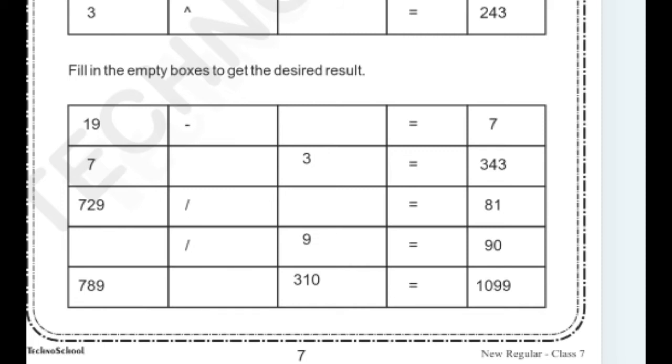So first one, 19 minus, which value do we put here? The answer will be 7. So 19 minus 12, the answer will be 7. 7 power, or you have to decide which operator has to be put here. Like that we have to get the final answer 343. 729 divided by which value? The answer will be 81. So it's a simple activity with arithmetic operators, division operators and power operators, a simple mathematical activity.